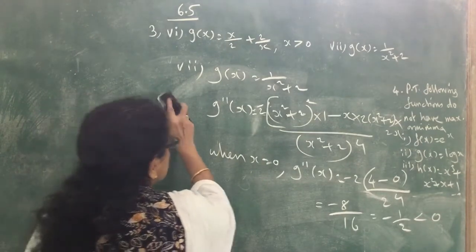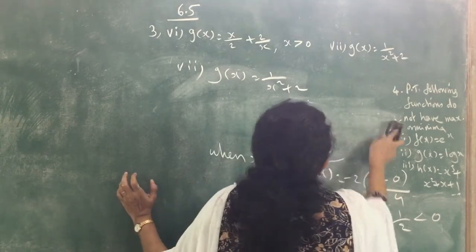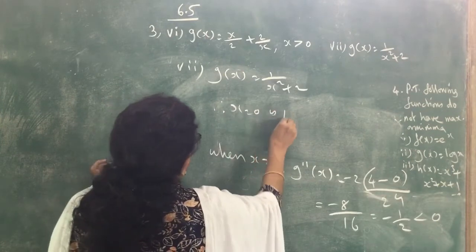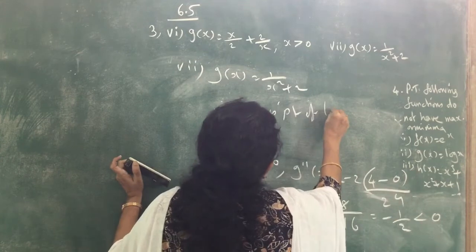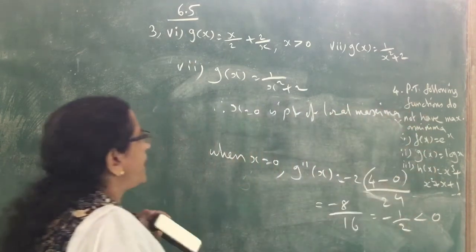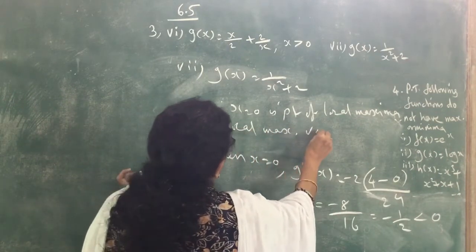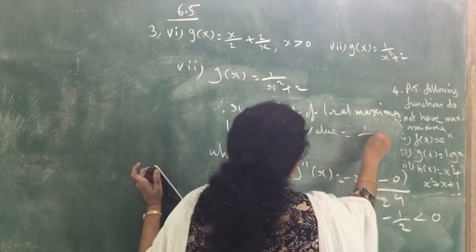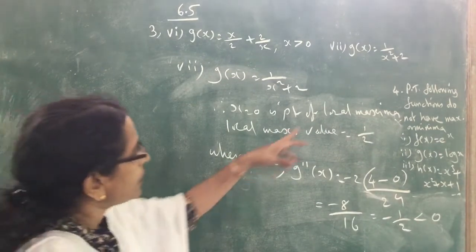Therefore, x equal to 0 is a point of local maxima. Now the local maximum value is 1 by (0 plus 2), that is 1 by 2. Local maximum value is 1 by 2. Okay. Now a fourth question.